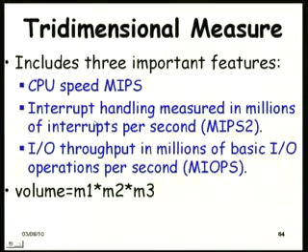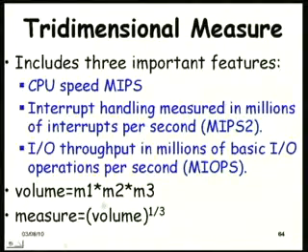The second is millions of interrupts per second, which is MIPS 2, MIPS 1, MIPS 2, and then the IO throughput in millions of basic IO operations per second, and then the volume is computed as M1, M2 into M3, and this measure, the tridimensional measure, is volume to the power 1 by 3. So, basically it takes not only the MIPS rating into picture. I mean, if you have only MIPS rating available, then you can at least consider the interrupt handling per second, number of interrupts handled per second, and the IO throughput.